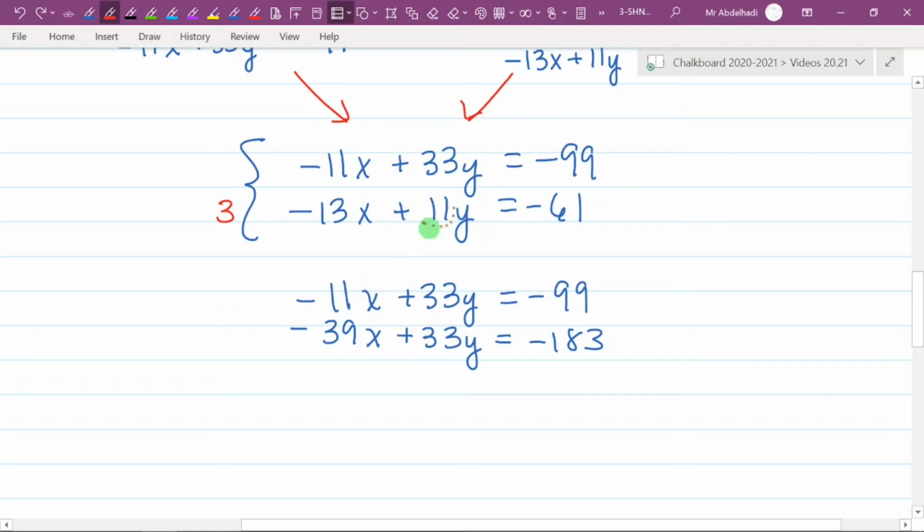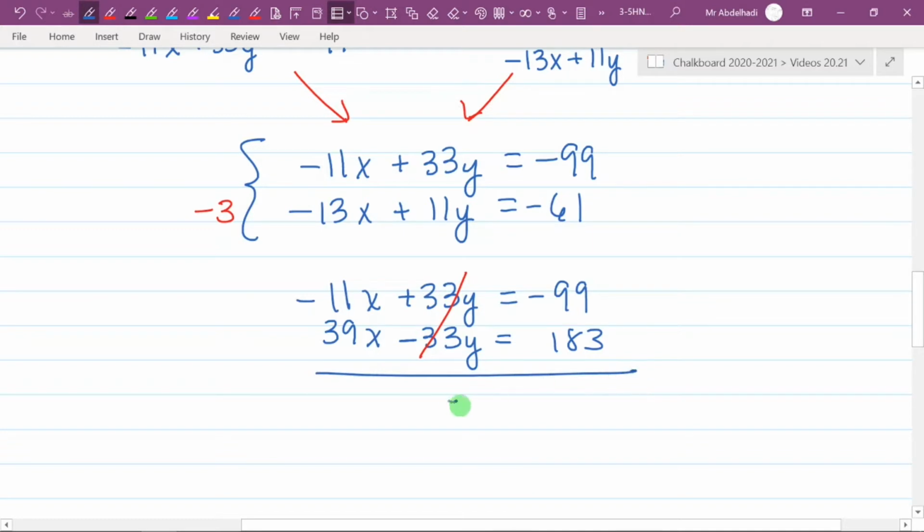You're not just multiplying by 3, you need to multiply by negative 3. Why is that? Because it's not enough that they both become the same number, 33. One of them has to be positive and one of them has to be negative, and it doesn't matter which is which. So if I multiply by negative 3, what changes? Well, this becomes a positive 39, so no more negative there. This becomes a negative 33y, which is what we need, and this becomes a positive 183. Now that is ready for elimination, and you can see these eliminate beautifully.